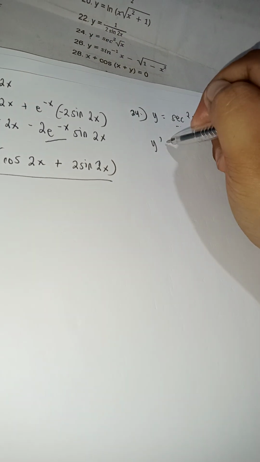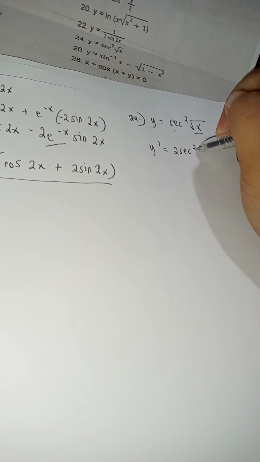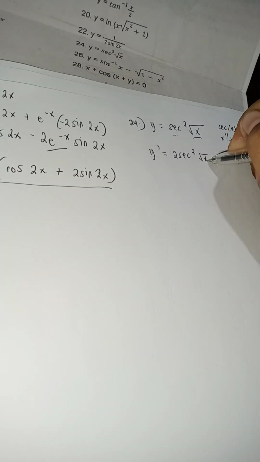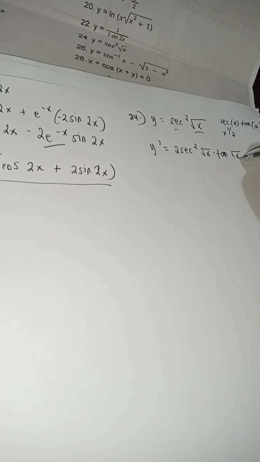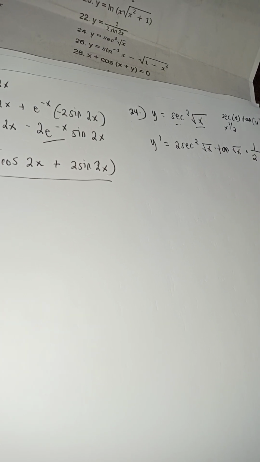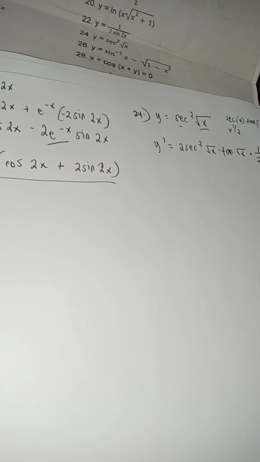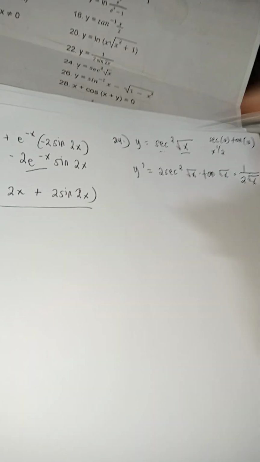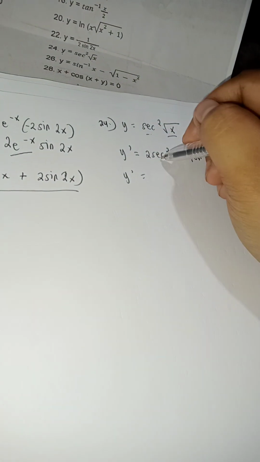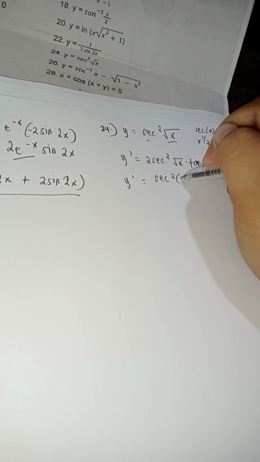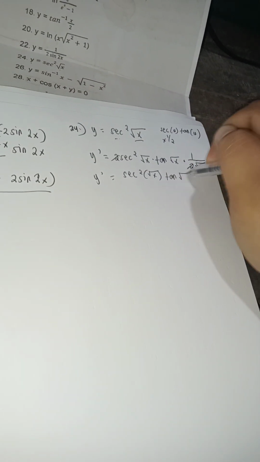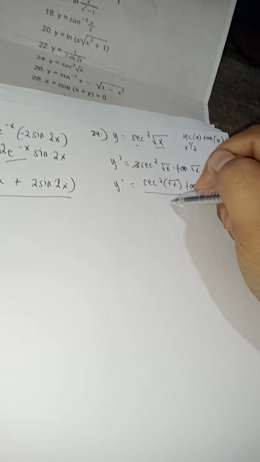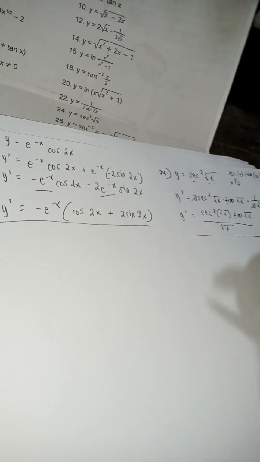So the result is secant of the square root of x times tan of the square root of x times 1/2 over the square root of x. From that, we can simplify it. Y prime is equal to, copy secant of the square root of x, so cancel it out first. So tan of the square root of x over the square root of x. So this is our final answer. Number 25.